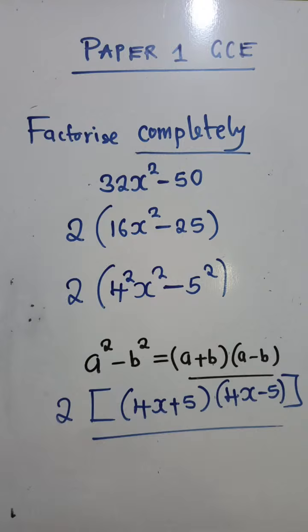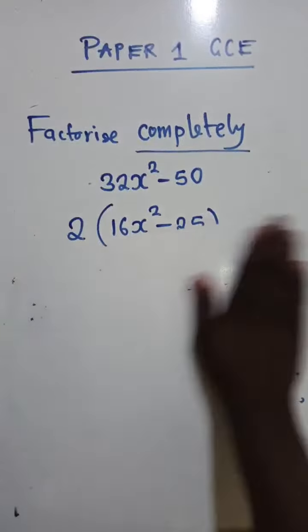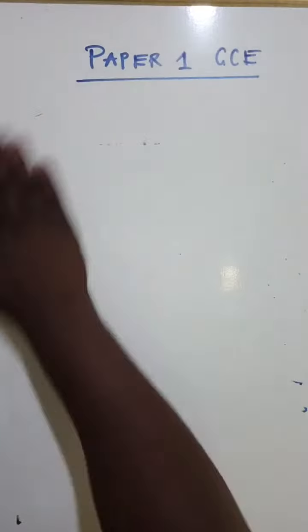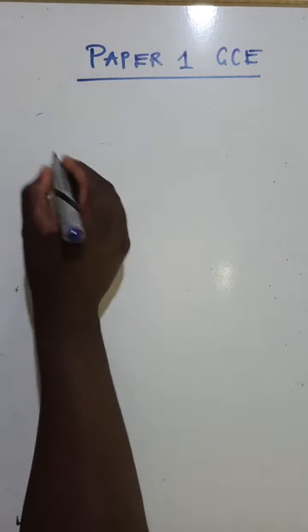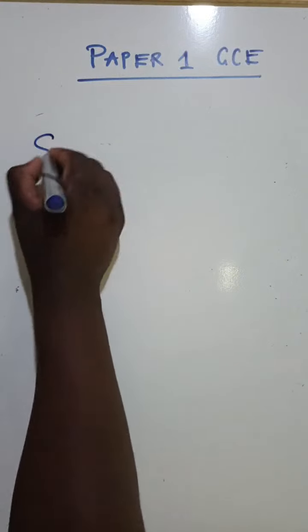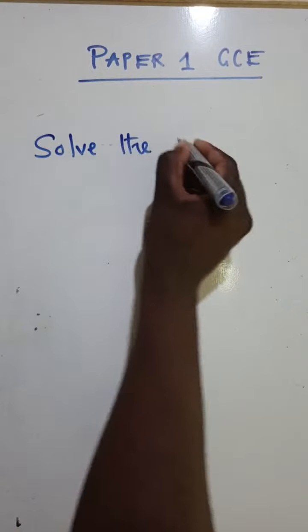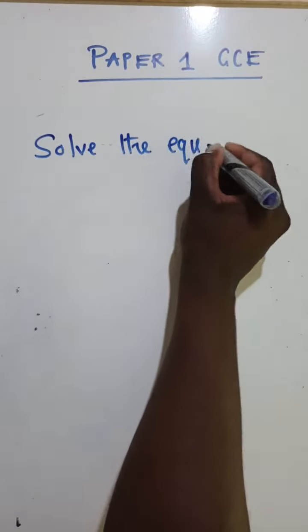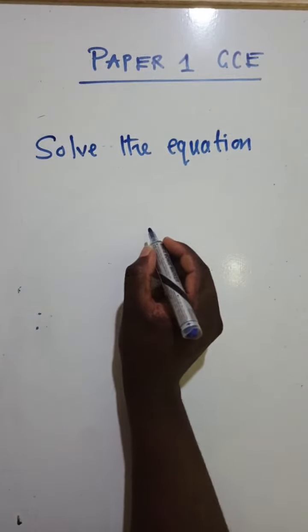So under algebra, the other thing that they can ask you is solving the equation. So let me give you an equation. This is a quadratic equation right here. So in paper 1, algebra is a key thing because it carries quite a good number of marks. So here they've said solve the equation. Solve the equation. And how does our equation look like?